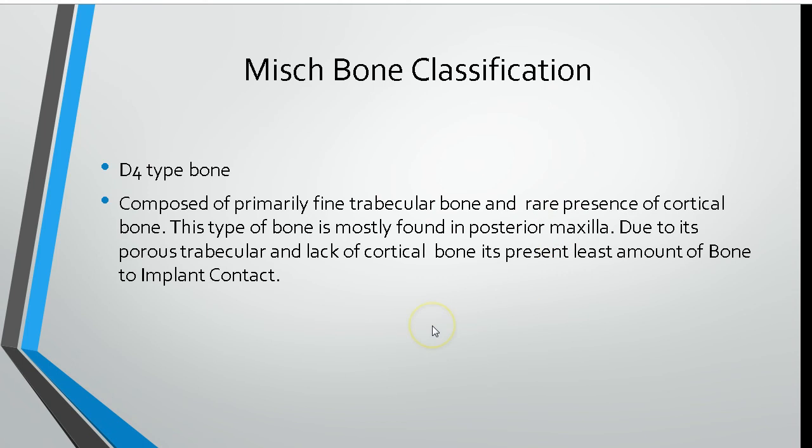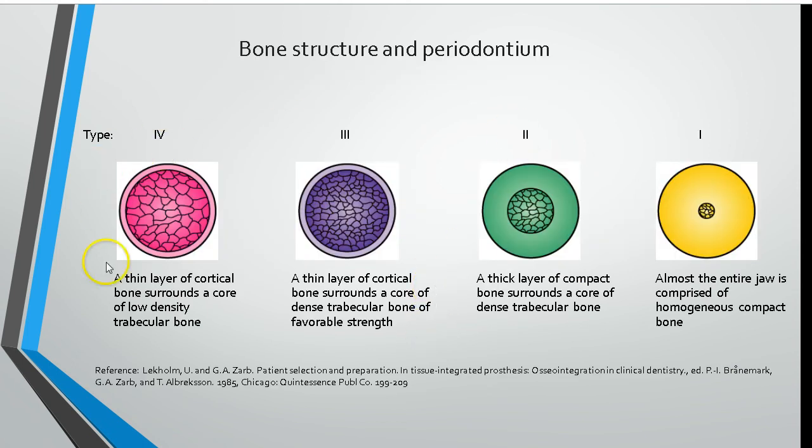So just to review what we just talked about, Misch classification: D1, almost all, mostly cortical bone. D2, still a lot of cortical bone, but you're starting to see some nice trabecular bone in the middle. D3, which you find in the back of the mandible or the anterior of the maxilla, even the back of the maxilla sometimes, and obviously D4, which is usually found in the posterior of the maxilla.